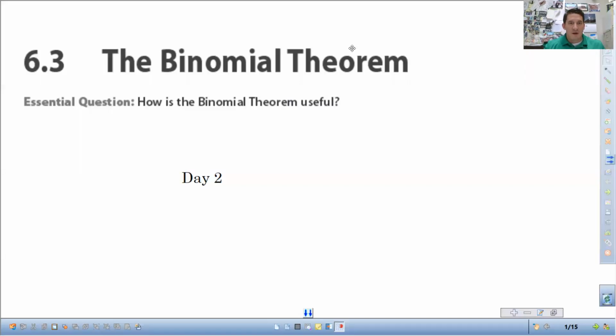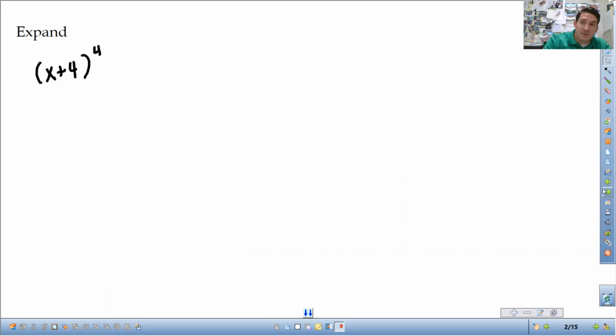All right, IM3 classes. Today, we are still working on the binomial theorem, expanding binomials using Pascal's triangle to make that easier for us. The only difference today is we are going to be adding numbers into it instead of just having two variables. So first example, x plus 4 to the fourth.